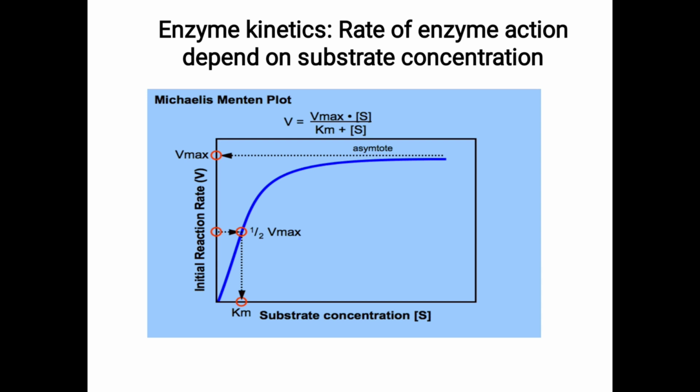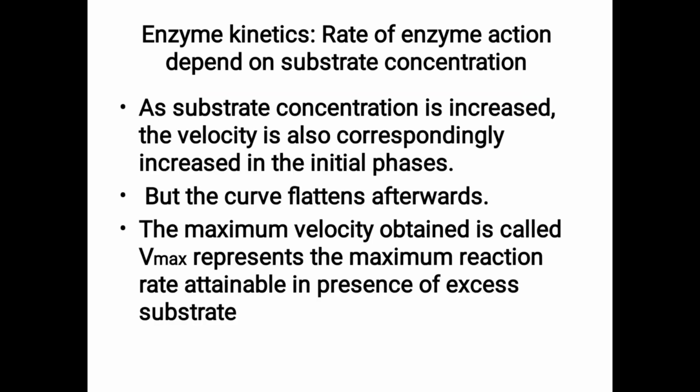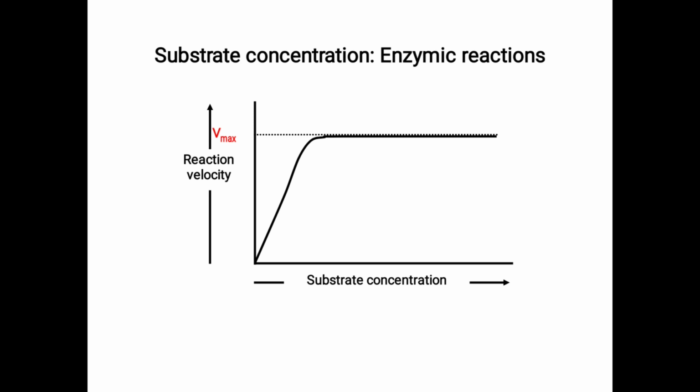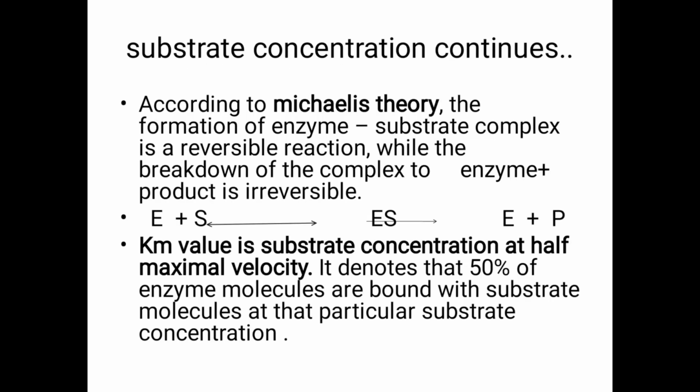Next, half Vmax, half the maximum velocity, is called the Km value. What is Km value? You will see next. Half the maximum velocity is called Km value. See here the substrate, this is the same one, continuation.